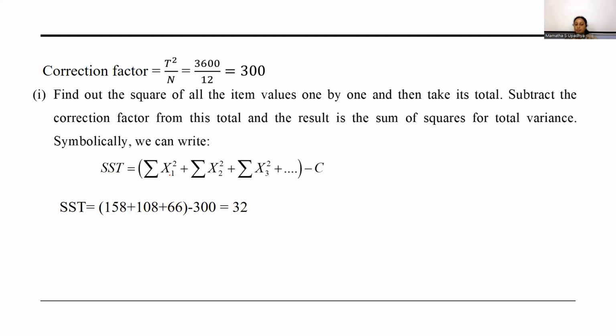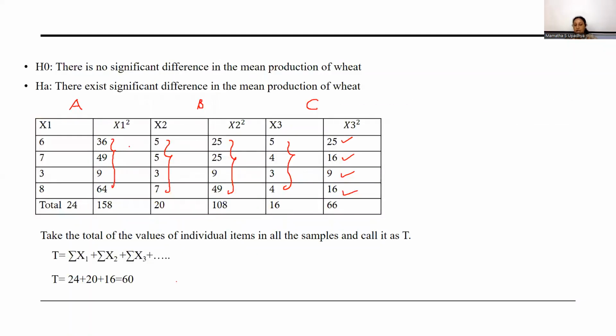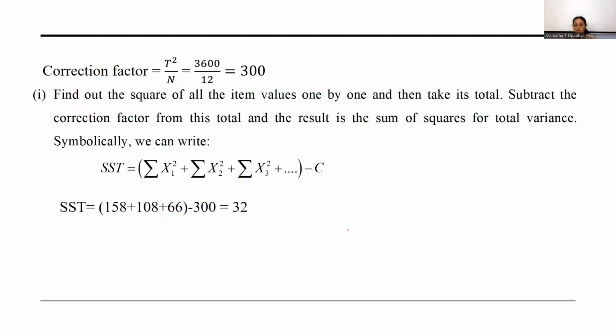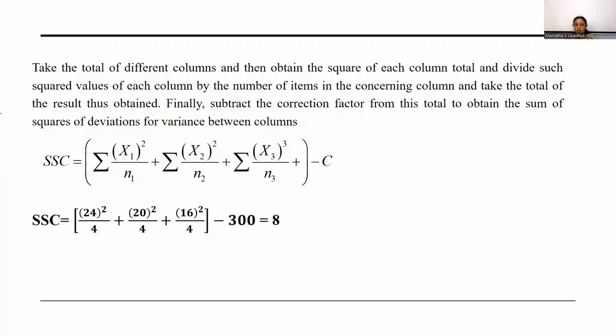Which is equal to x1 square plus x2 square plus x3 square. So this we have already done in our previous table. So total of x1 square is 158, total of x2 square is 108 and total of x3 square is 66. So substitute all those values and minus the correction factor, we get SST value is equal to 32. So after this step, let us find out now SSC.